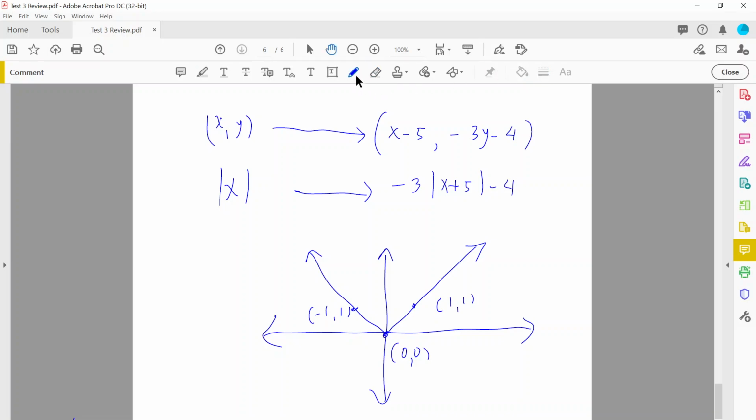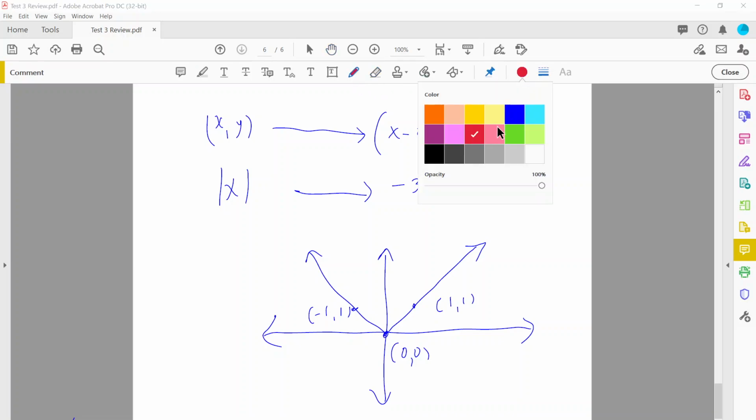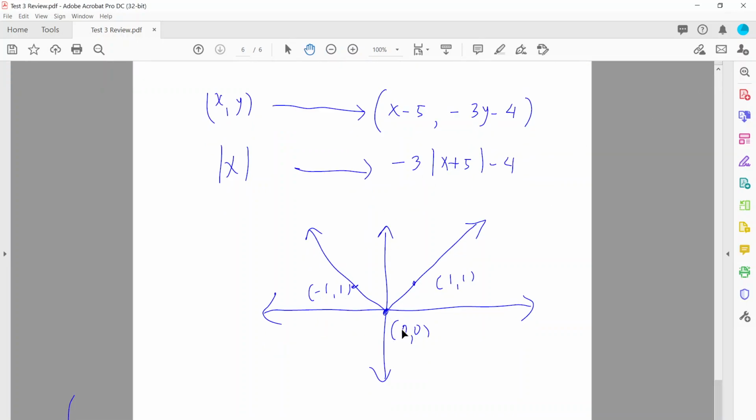Let's use a different color. So just plug in x equal to 0 and y equal to 0. It will be negative 5, negative 4. So this 0, 0 becomes negative 5, negative 4. So 1, 2, 3, 4, 5, 1, 2, 3, 4. So this 0, 0 becomes negative 5, negative 4. I got this point by plugging x equal to 0 and y equal to 0 and simplifying.